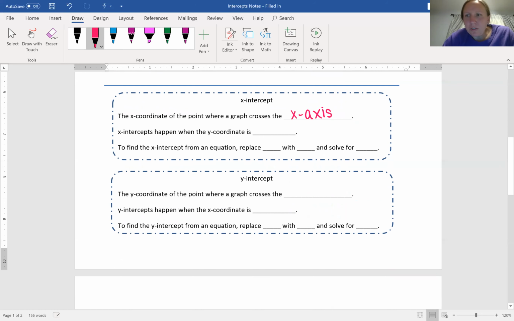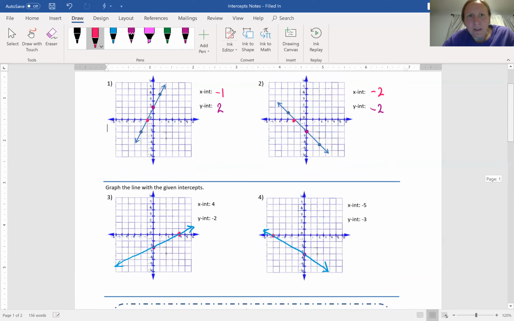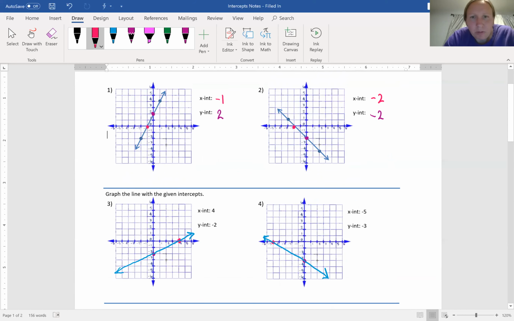I'm going to go up to our graphs for a second so we can look at them. Here, I know we just wrote the numbers, but really this point was -1, 0. For number 2, its ordered pair would be -2, 0. For number 3, it's 4, 0. And number 4 is -5, 0.